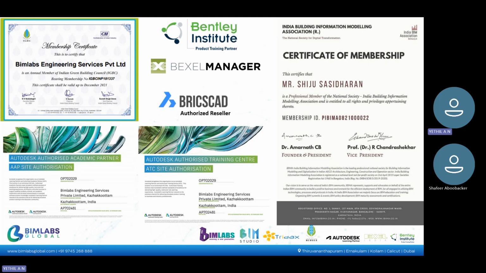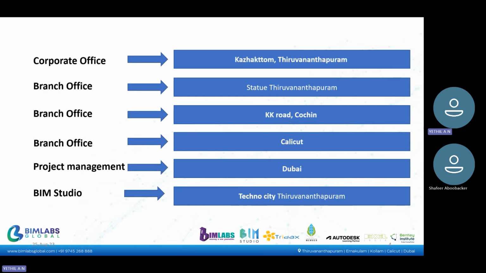So basically, our organization structure is like this. We have a corporate office in Kulathoor, Trivandrum, which is in Kerala, and we are also having four other training institute branches, which are situated at Statue, which is also in Trivandrum, and we have one branch at Cochin, and we also have another branch in Calicut. All these are in Kerala. And we also have a project management division in Dubai, which is currently operational. And we are actually working on a warehousing project in Dubai.